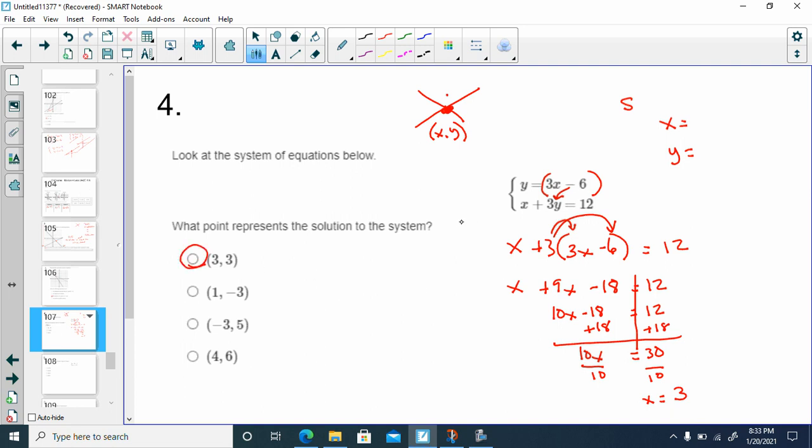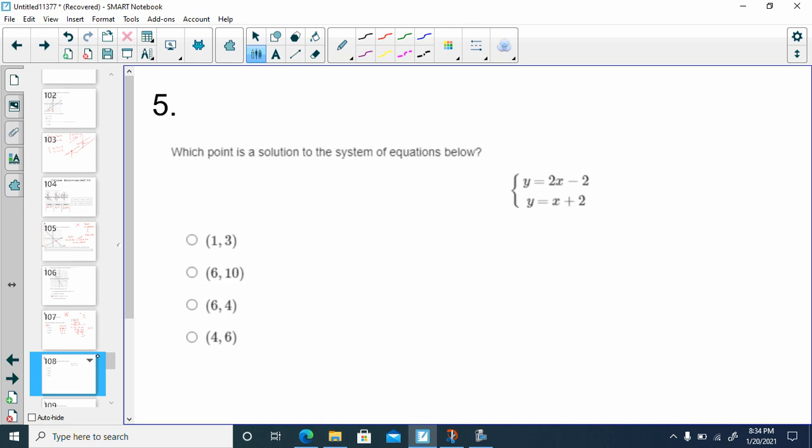If you wanted to check yourself, let's find y. To find y, we'd simply plug it in. y is equal to 3x minus 6. Our x is 3. y is equal to 3 times 3 minus 6. That would give me y is equal to 9 minus 6, or y is equal to 3. x, y is 3, 3. That's what we decided it was.